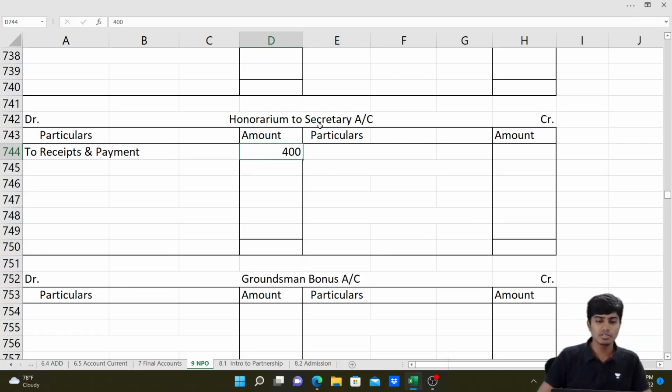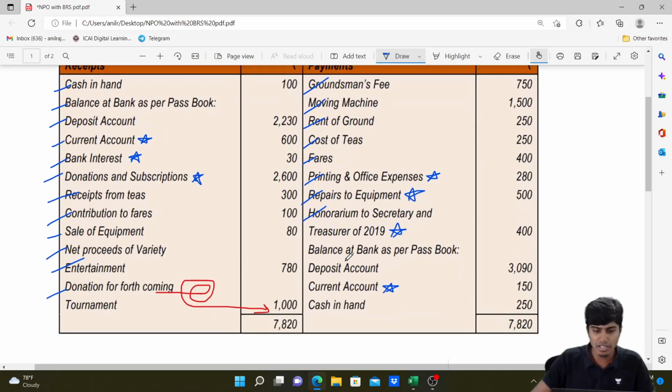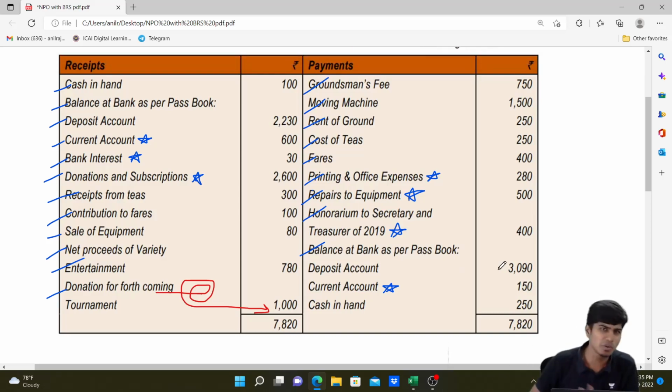Payment is 400. So honorarium to cash, that is basically replaced with receipts and payment 400 rupees. What do we have after that? Then we have balance as per passbook. Let's write this. Deposit account, no problem. Deposit account, passbook, cash book, both will be same.